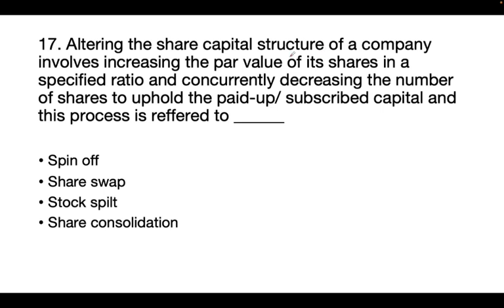Altering the share capital structure of a company involves increasing the par value of its shares in a specified ratio and concurrently decreasing the number of shares to uphold the paid up subscribed capital, and this process is referred to as spin-off, share swap, stock split, share consolidation. Correct answer is share consolidation.